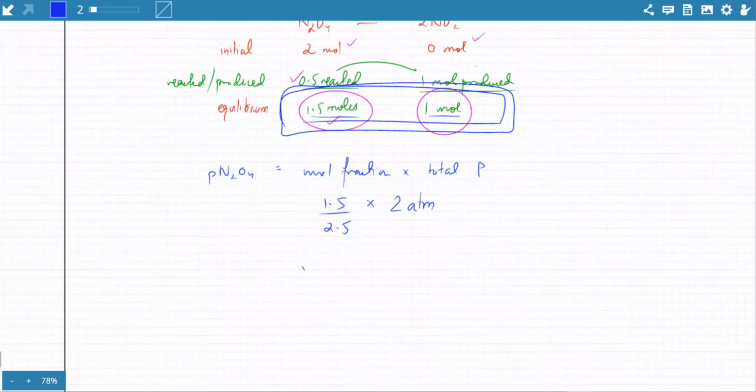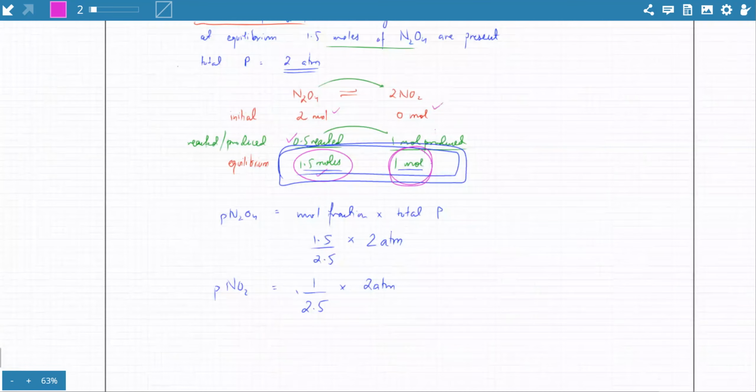And similarly, you can find the partial pressure of NO2, which is again found using the same formula, mole fraction, which is 1 mole. So mole fraction is 1 divided by 2.5 into the total pressure, which is 2 atmospheres. So the moles of NO2 were these. So it's NO2 moles divided by the total moles, 1 divided by 2.5 into 2 atmospheres.